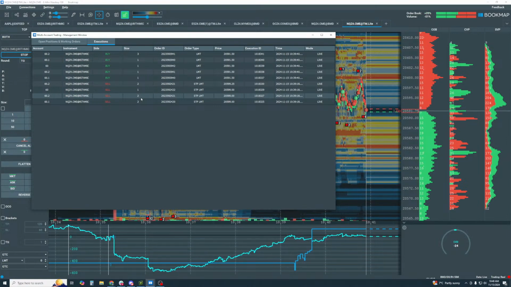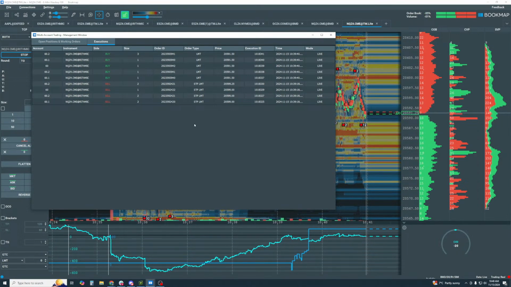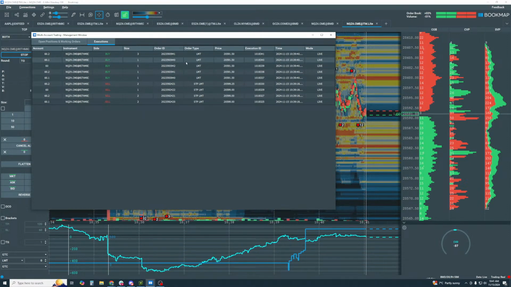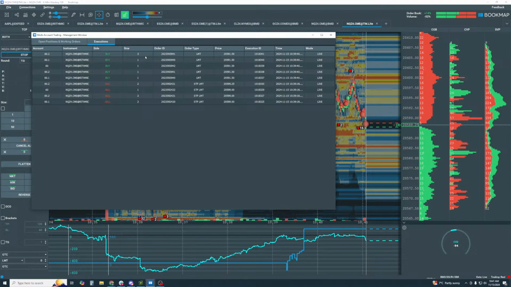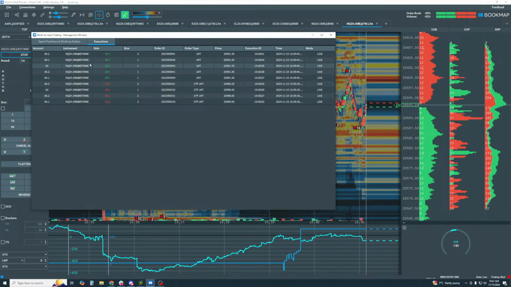All right, here are our executions. Okay, and this is for today, right? Right. Okay, so it got spread out a little bit here. This is what it looks like.